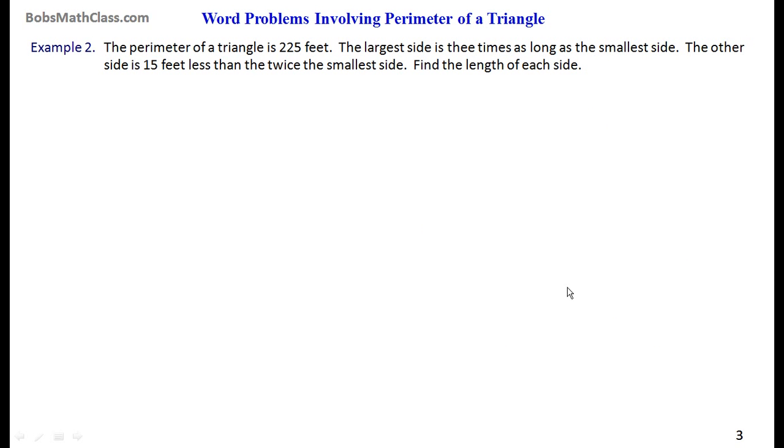Example 2. The perimeter of a triangle is 225 feet. The largest side is 3 times as long as the smallest side.